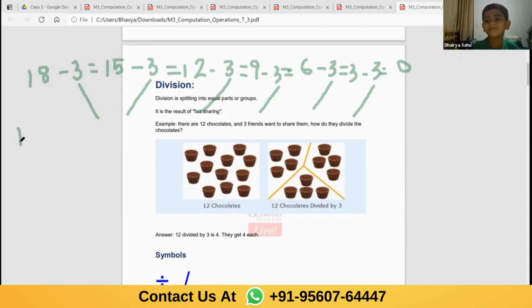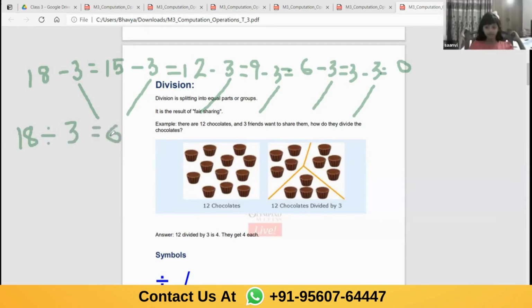Now, rather than doing that, if I straight away divide 18 by 3, what will I get? I will get 6, isn't it? Actually, I just used the table of multiplication, and that's how we get the answer. So that is why we call division repeated subtraction. Rather than subtracting the same number again and again, it is better to divide by that number and get the answer.